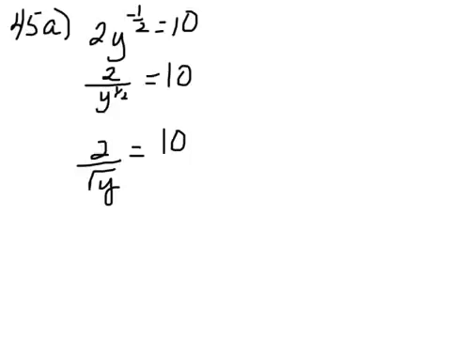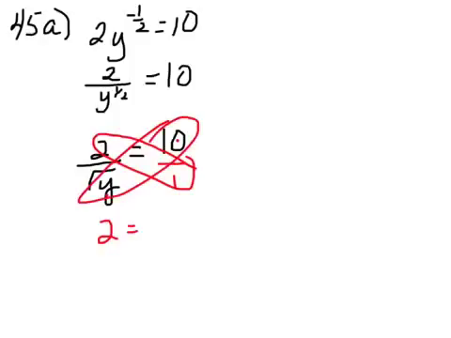Now if you look at this, I have a fraction on one side and a whole number on the other. I could make the right-hand side into a fraction, and if you think about why I might want to do that: if I have a fraction equal to a fraction, can't I cross multiply to solve? So that's what I'm going to do. I'm going to say, well, 2 times 1 is 2, and 10 times the square root of y would be 10 square roots of y.